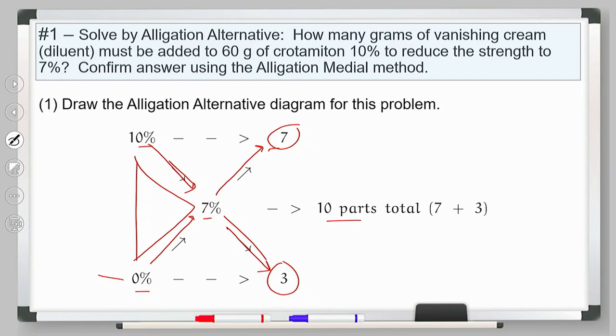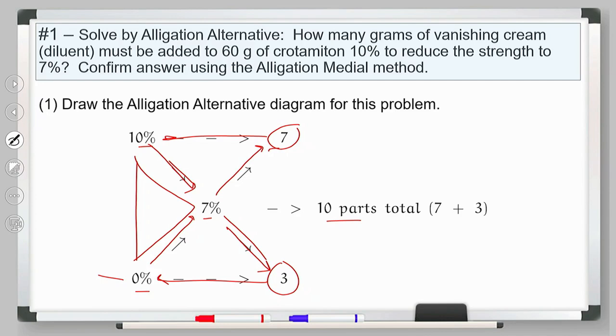So far, so good. Do you see the visual aspect of this? You kind of set them up like a triangle, and then you draw your X, if you will, with your arrows. You cross subtract, and you get a number. Understand that this number 7 goes with the 10%. That's what my arrow crossing here means. 7 parts goes with the 10%. 3 parts goes with the 0%.